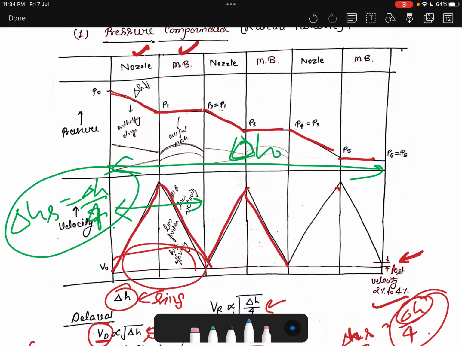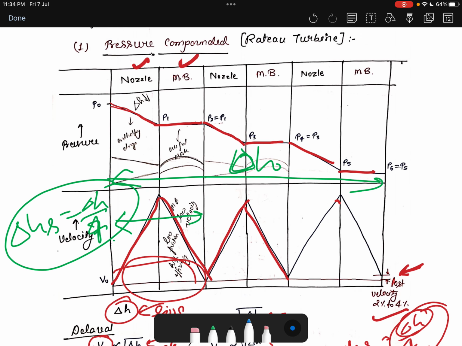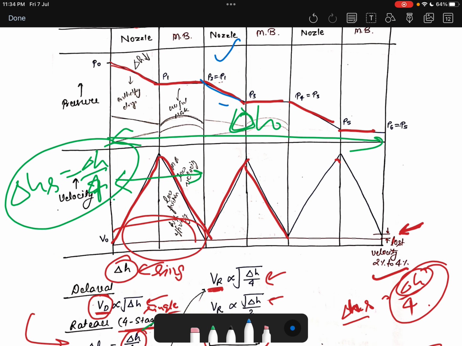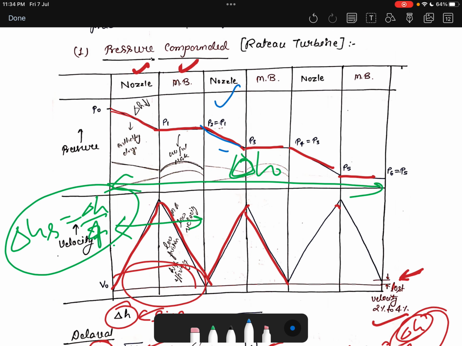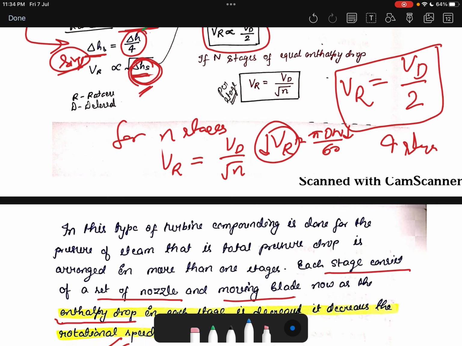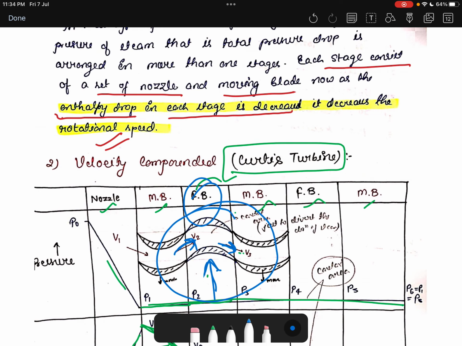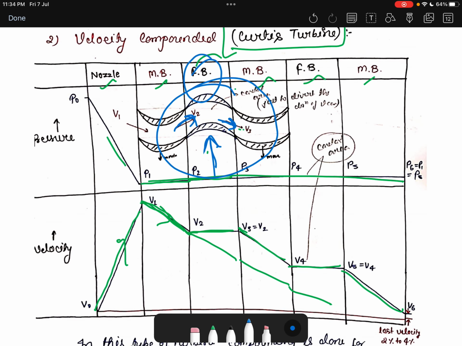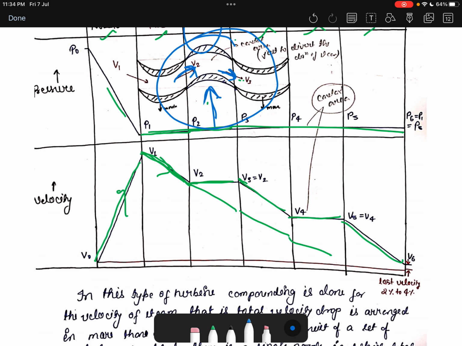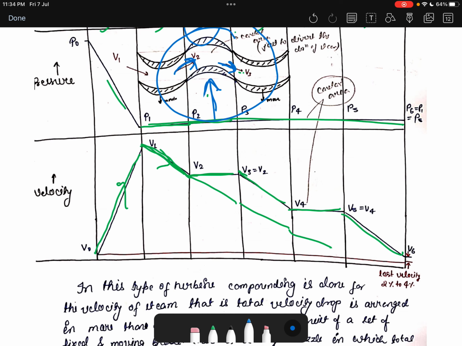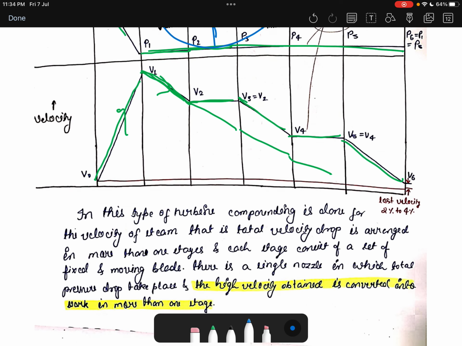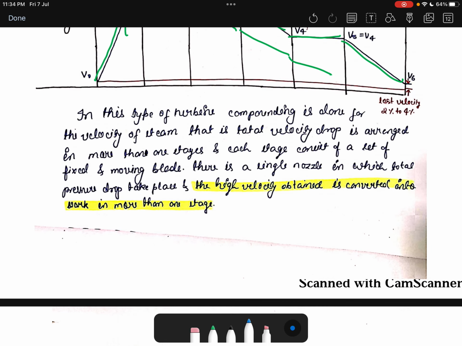But in the case of pressure compounding, it is necessary to use the nozzle so that we can decrease the pressure. Otherwise there would not be any change of pressure, because in the moving blade pressure is constant, so it is necessary to use the nozzle here. But in velocity compounding, use of the fixed blade is not required, but it's necessary to use it so that we can give direction to the velocity of the steam.